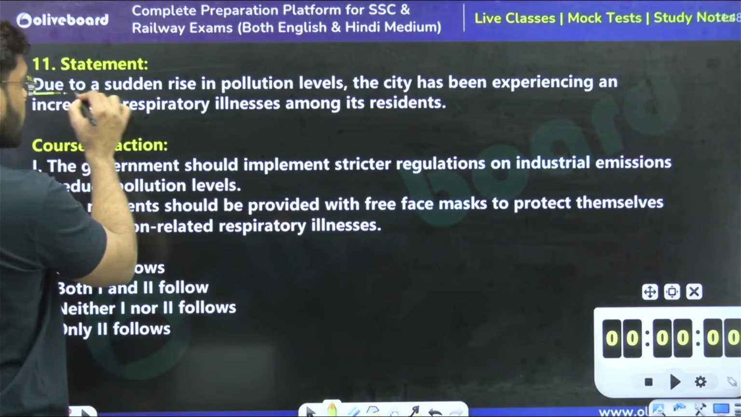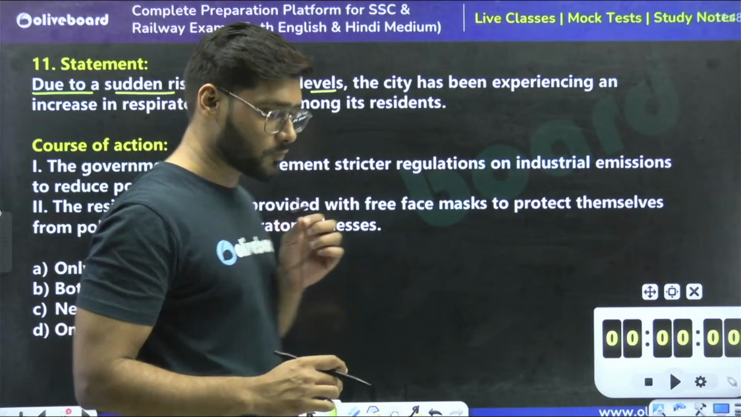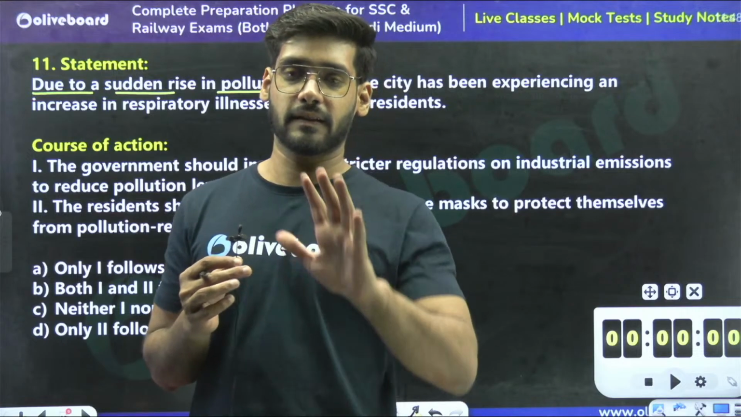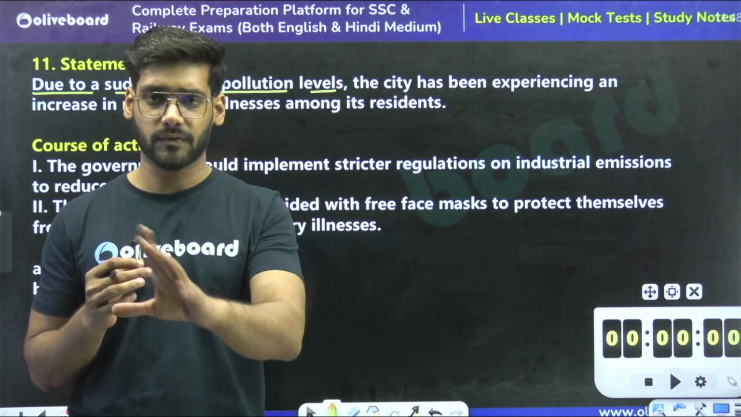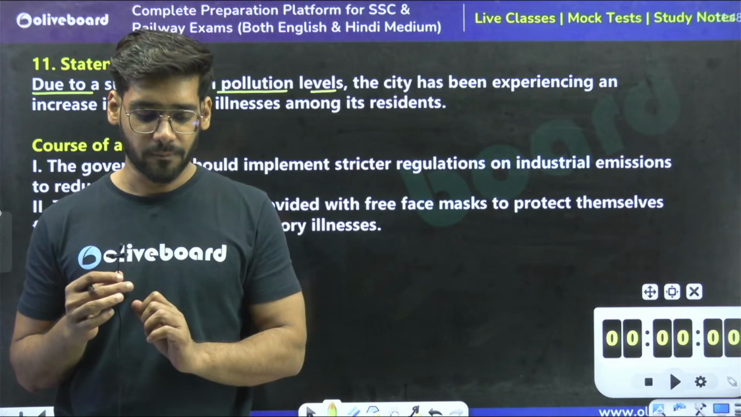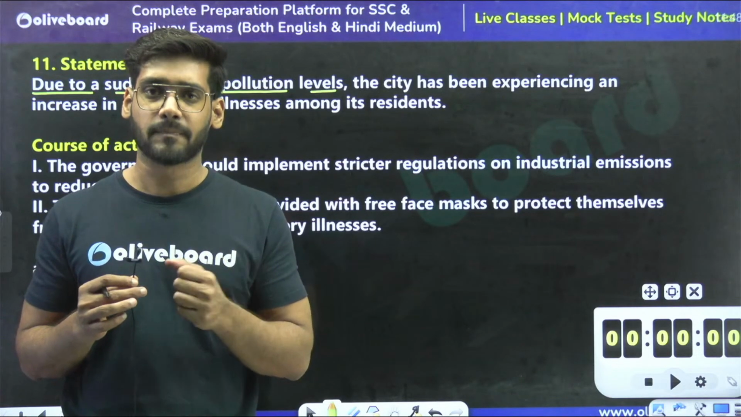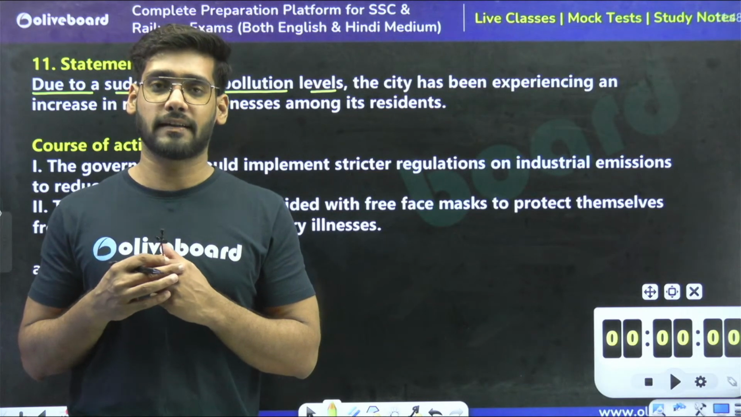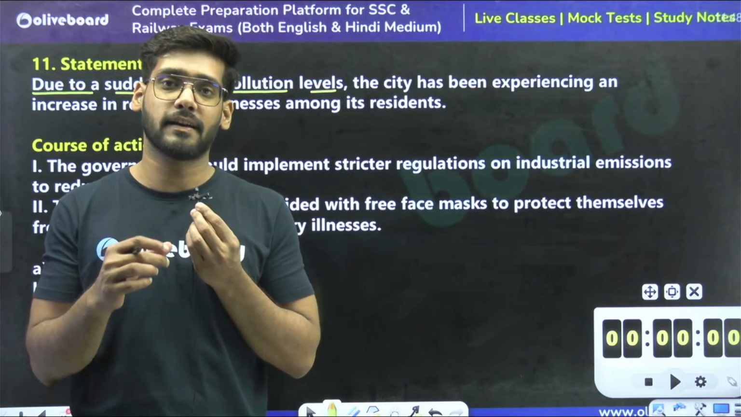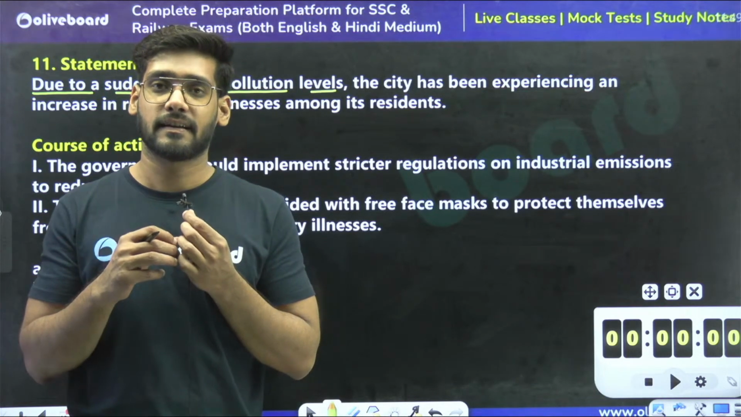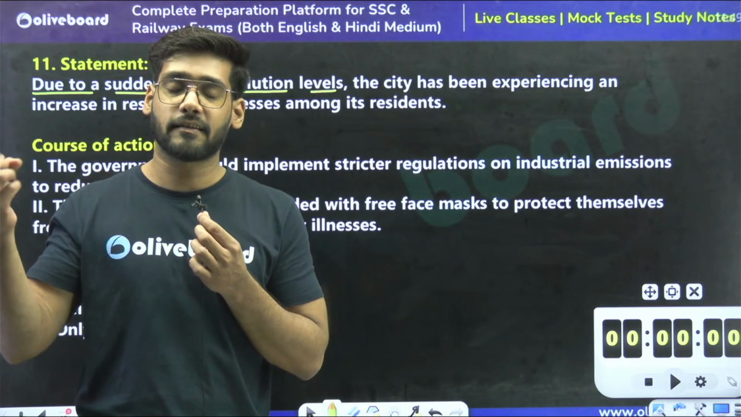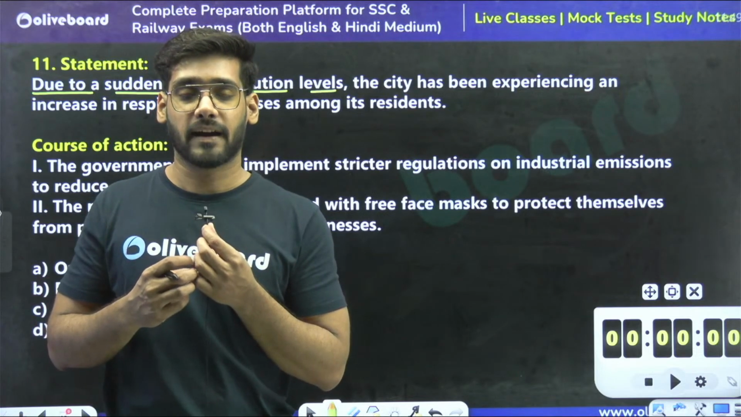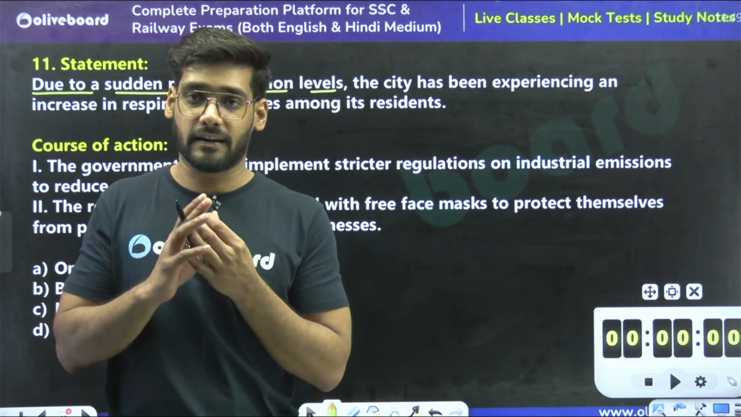Now, let's see. Due to a sudden rise in pollution levels, how does the pollution level rise? You are living in some city of some state of India. I belong from Mathura, but currently I'm staying in Noida, Delhi. So how does this pollution rise? The main reason behind this pollution is the emission of gases from the factories and industries, right? Vehicle pollution as well. So there are many ways of pollution in our country, in our area.